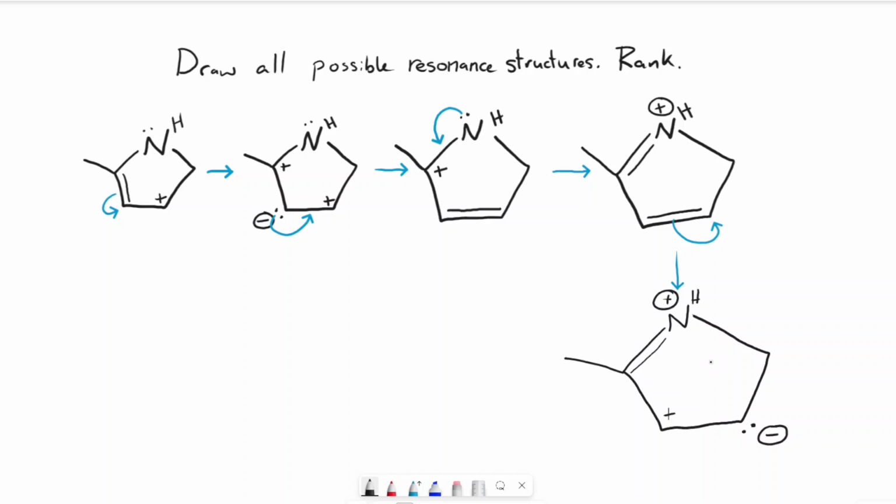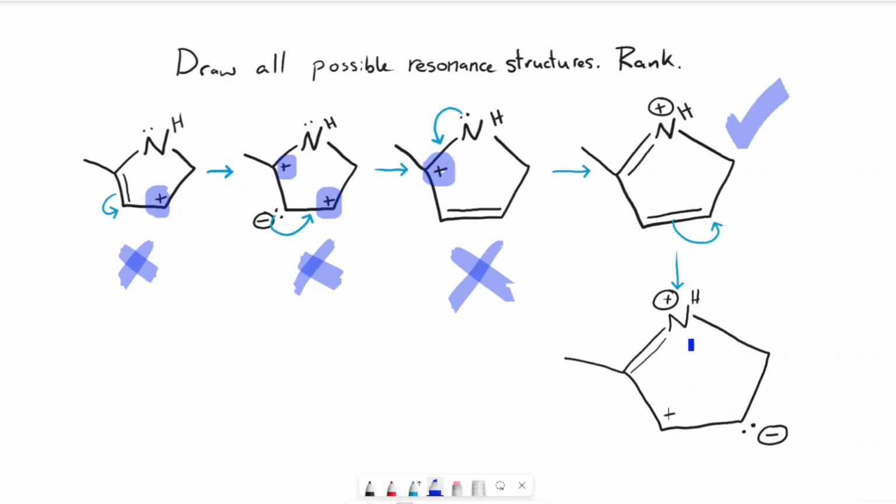The next thing we're going to need to do is to rank these. Now, if we remember our rules that we've been practicing, the first one is looking at our octets. So let's start here. For this first one, we see we have a carbocation, therefore it does not have its octet. This one has 2, definitely does not have its octet. This one, again, a carbocation. Looking at this one, the positive is now on the nitrogen. The carbons are all happy. This has its full octet. Now let's look at this next one. Oh, look, again, we have a carbocation. So that one is not winning. Okay, so this is going to be our major contributing structure.